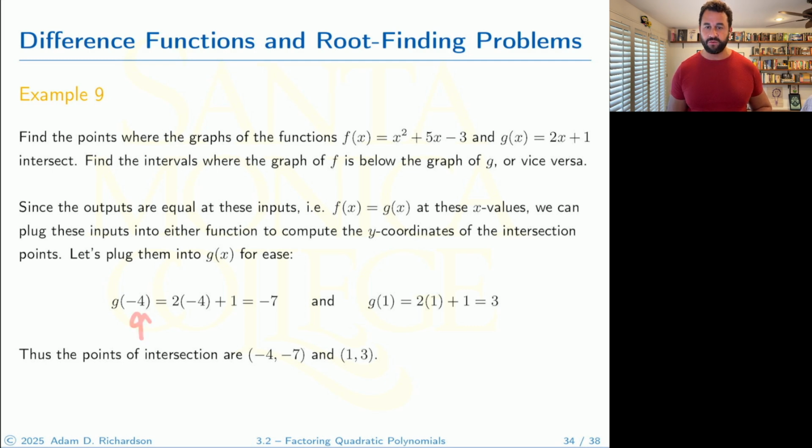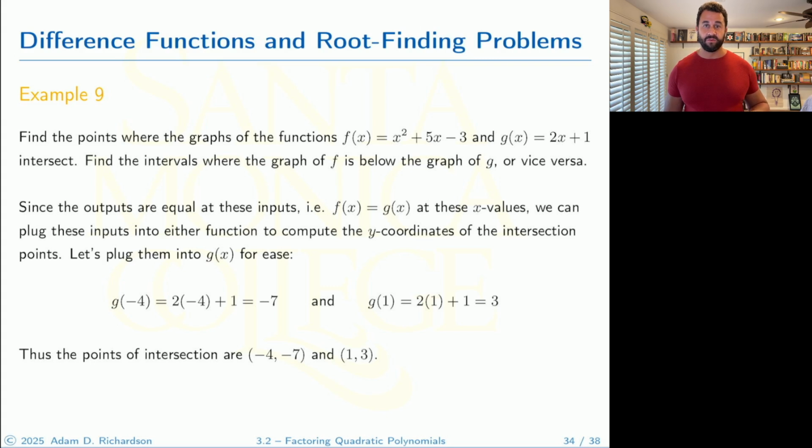So plug in negative 4 to g or f. G is easier. And then simplify. So we get negative 7. Plug in 1 to g. We get 3. So we have 2 points of intersection. Negative 4, negative 7, and 1, 3. That's where the two graphs intersect.